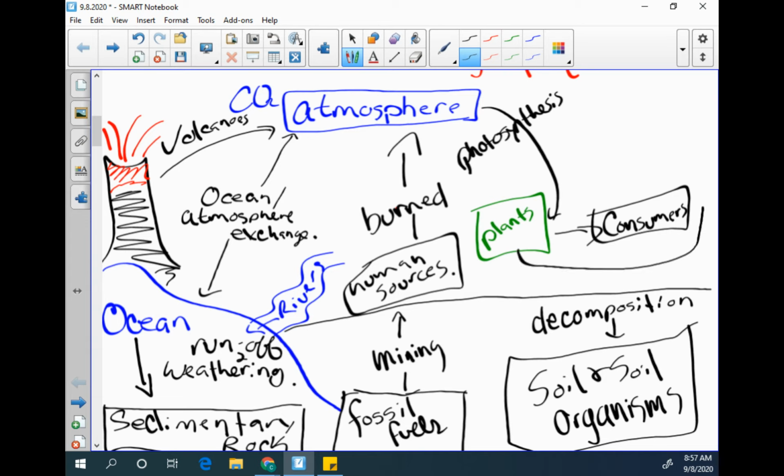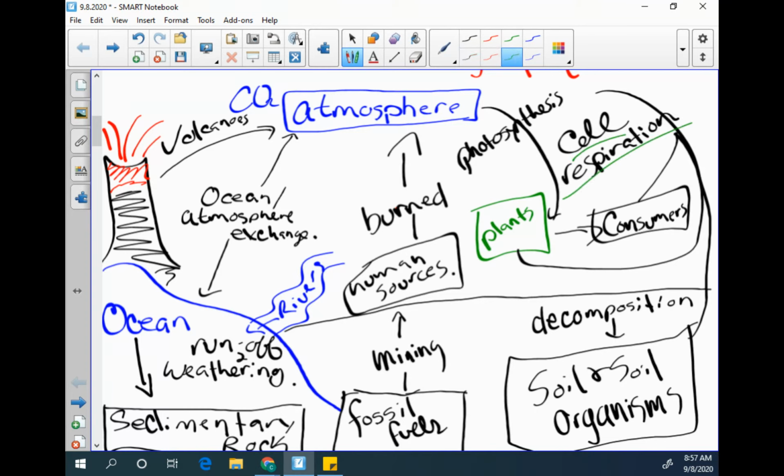And then our land plants, our consumers, and our soil organisms all carry out cell respiration. Cell respiration is what we do when we burn our sugars. It's essentially the opposite of photosynthesis. Photosynthesis is taking carbon dioxide and water and making sugar. Cell respiration is taking that sugar and breaking it down into carbon dioxide and water. I know it got a little messy, and that's how carbon dioxide gets released into the atmosphere.